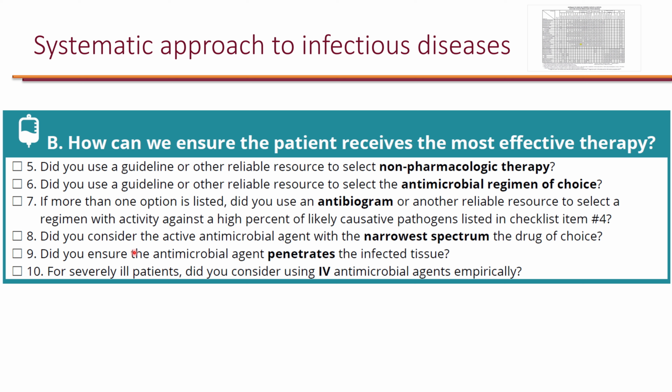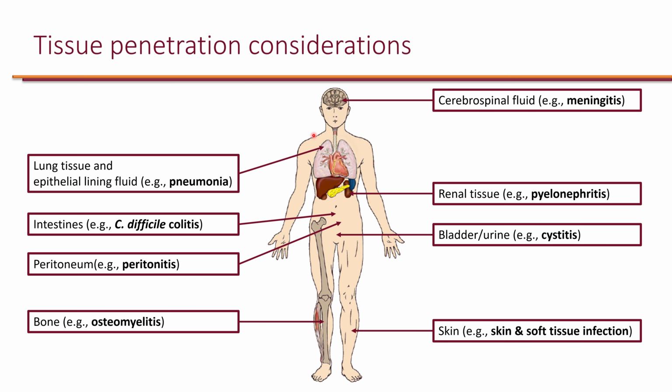Now, the next thing to consider is, did you consider the active antimicrobial agents with the narrowest spectrum the drug of choice? So in general, we want to avoid a broad spectrum and focus on the narrowest spectrum possible, and we'll talk about that in a later lecture. And penetration is also important. So depending on the type of infection you're treating, you want to make sure that the antimicrobial agent actually penetrates to the site. And here's what it means.